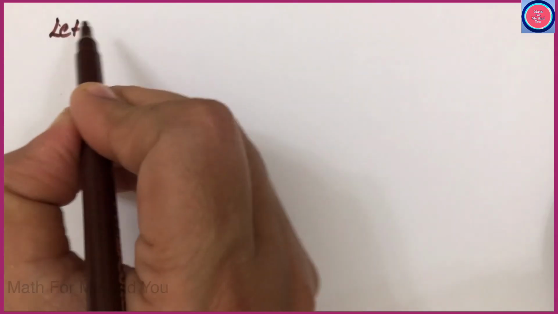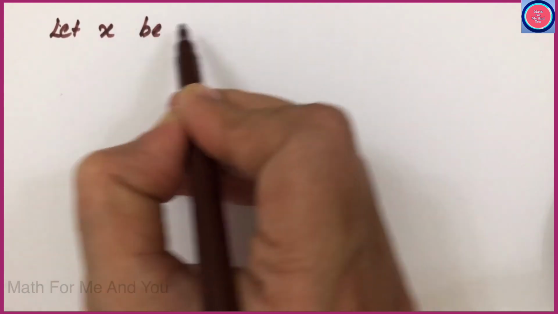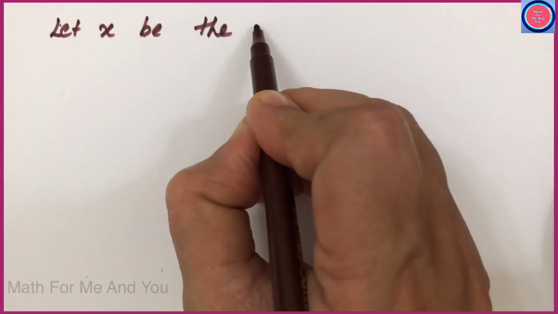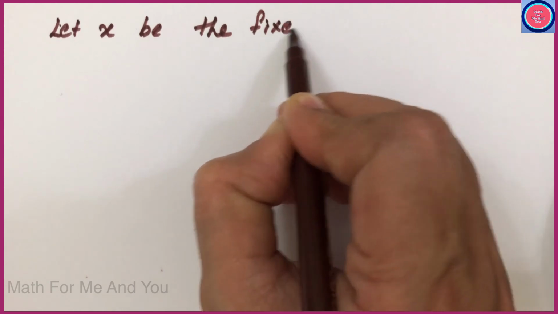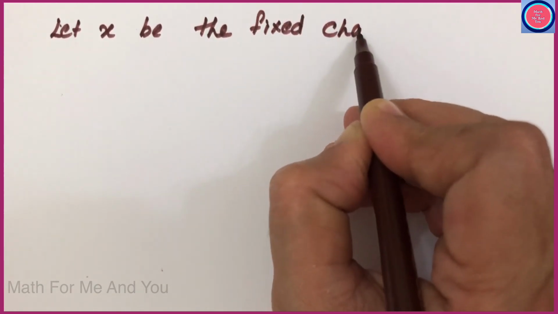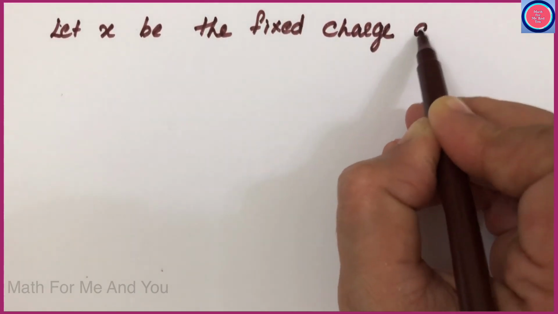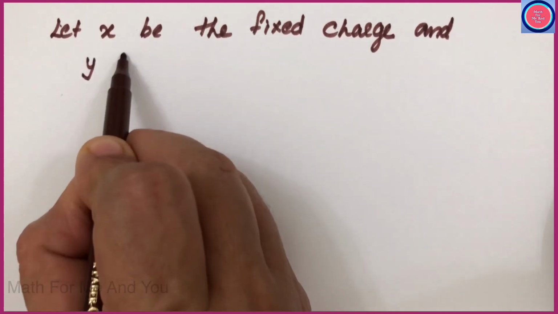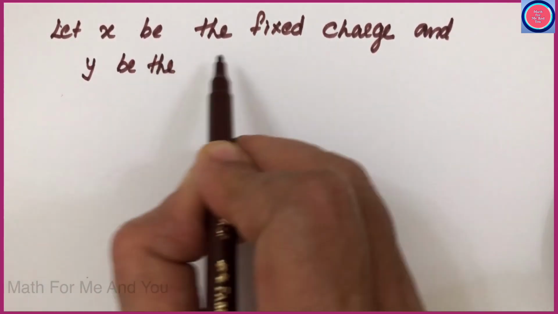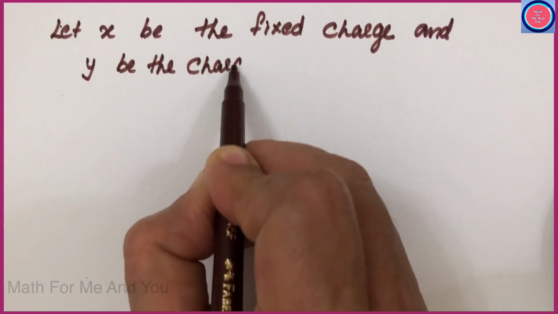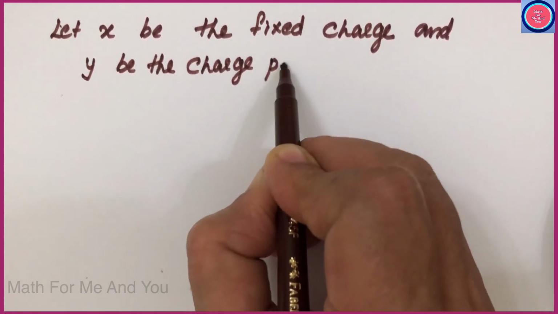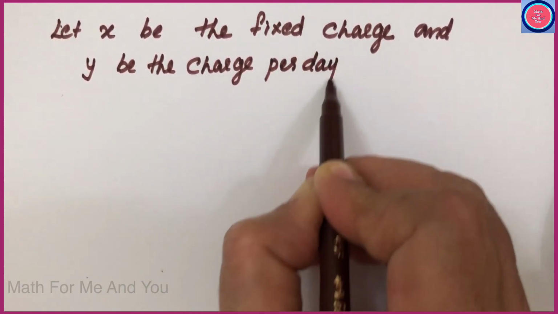Here we need to find two things, the fixed charge and the charge per day thereafter. So we are going to take x as the fixed charge, and after the fixed charge days, that means after 3 days, the charge per day we will select as y. Let x be the fixed charge and y be the charge per day thereafter.